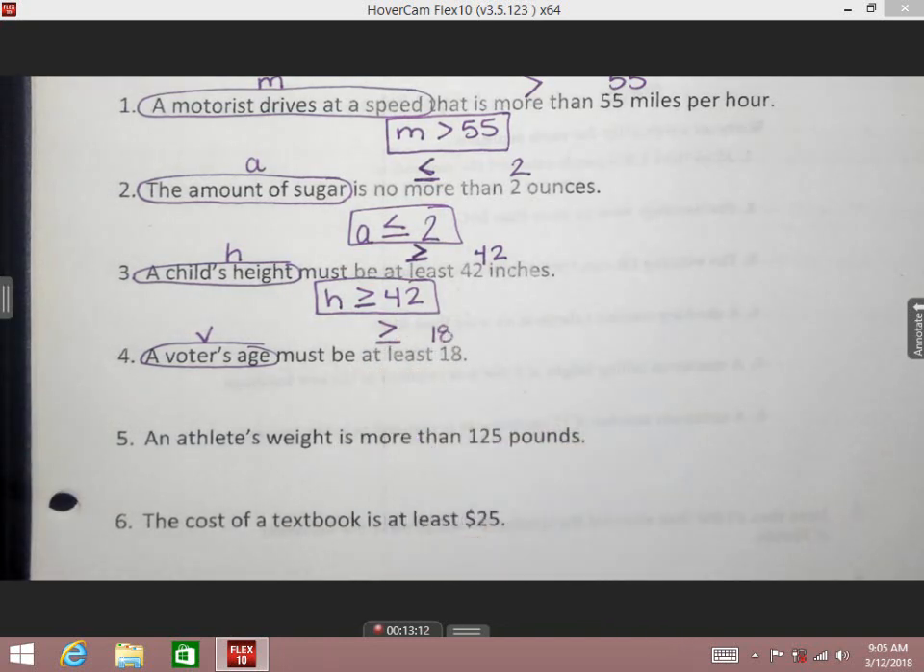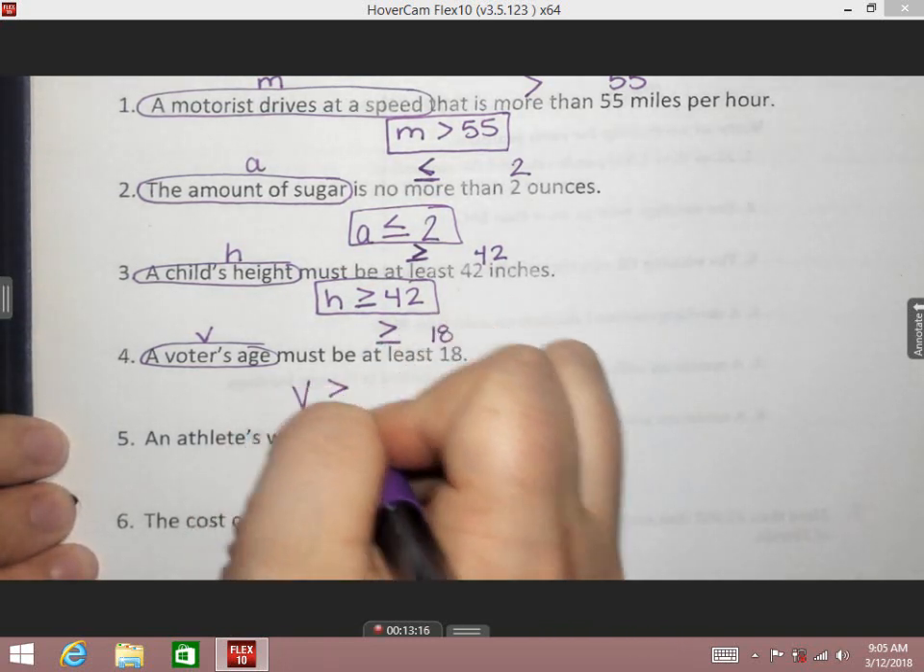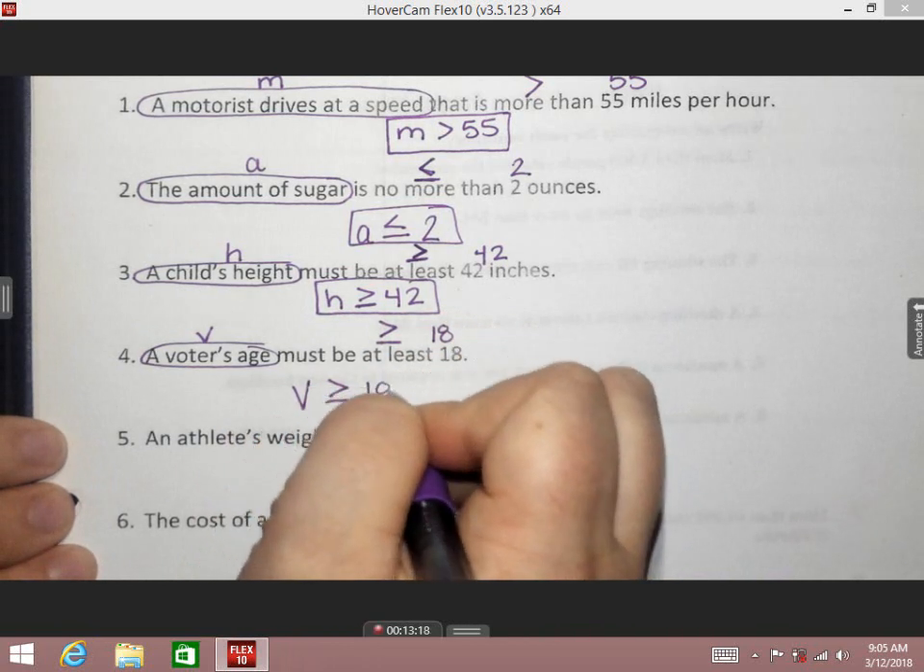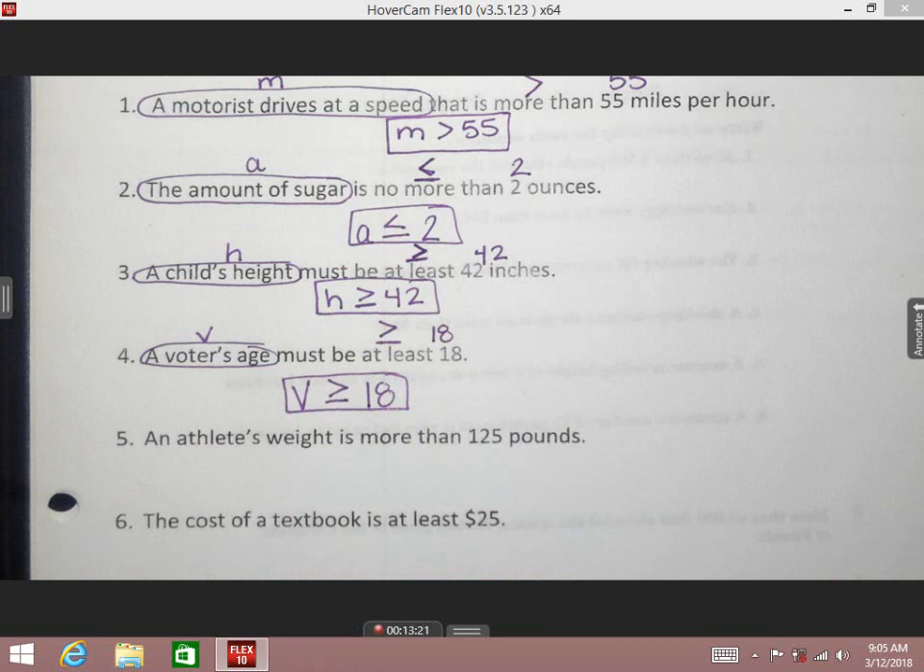Okay? So V is greater than or equal to 18. Yes. Oh, ready for the next one.